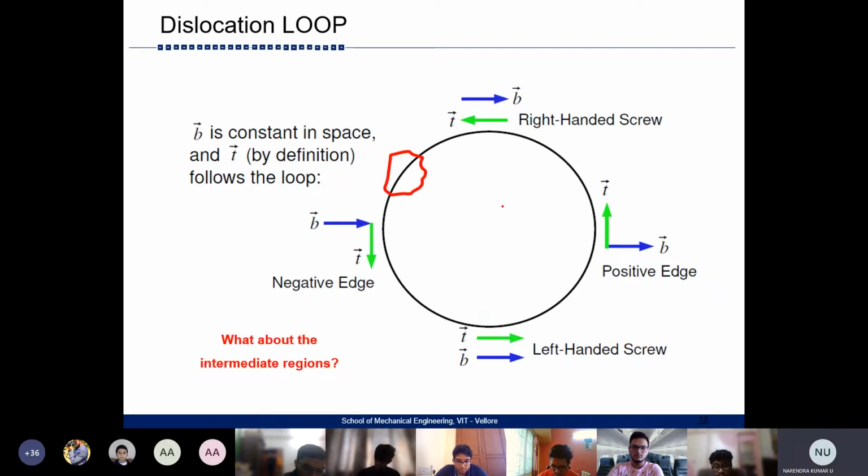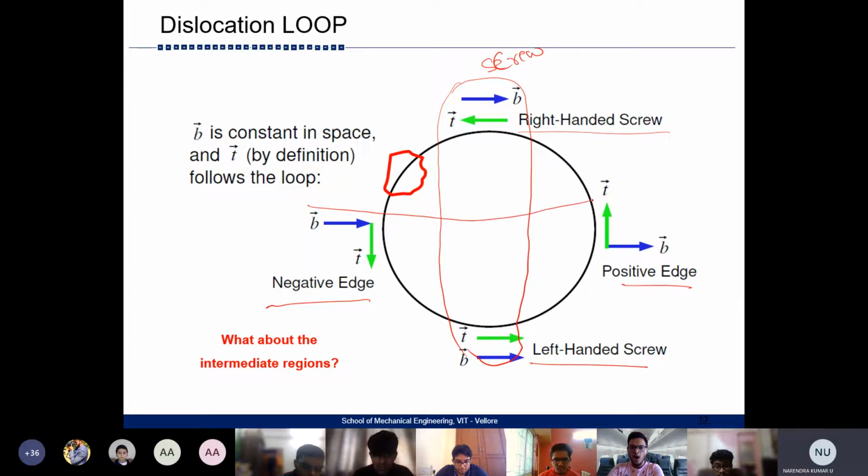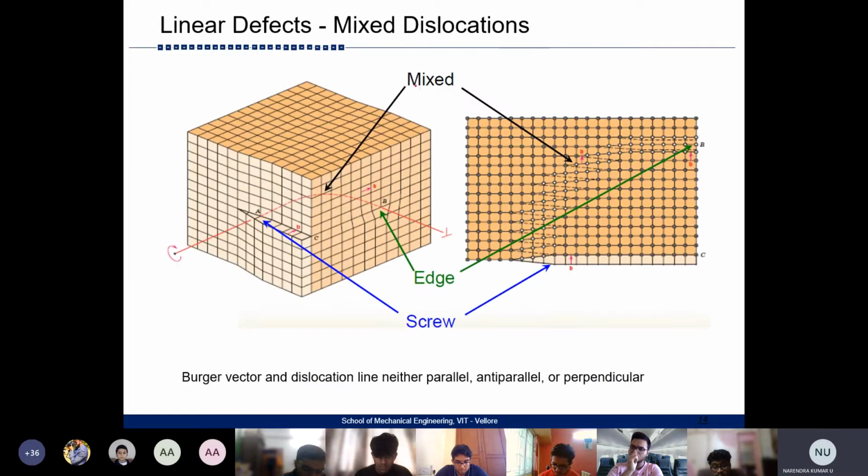So you have perpendicular in the positive direction and in the negative direction, right-hand screw or left-hand screw. These are parallel, so this is your screw, and this is your edge, but everywhere around this region it is neither perpendicular nor parallel. So this particular loop is called a dislocation loop, and this region which is neither perpendicular nor parallel is called mixed dislocation. So this is a representation with a diagram to show that it is neither parallel nor anti-parallel, nor positive perpendicular or negative perpendicular.